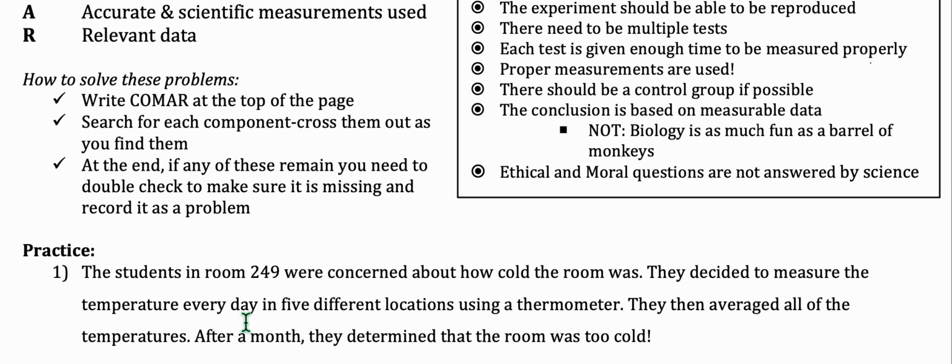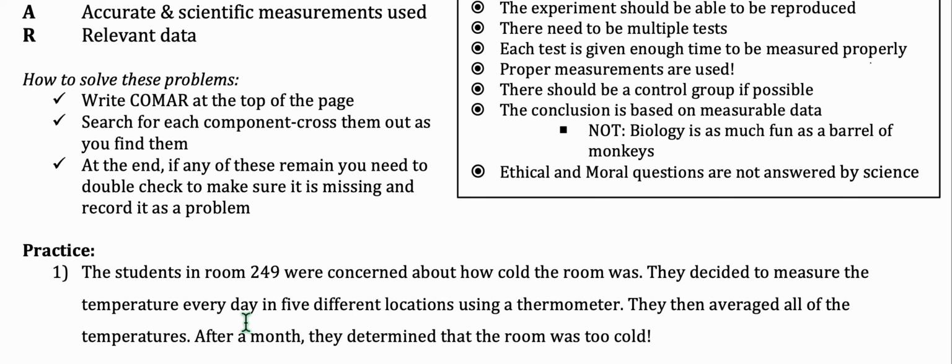They decided to measure the temperature every day in 5 different locations using a thermometer. So it looks like they're using a thermometer, so that's good. And they are measuring the temperature every day, so that's constant. And it's in 5 different locations around the room, so it's not just one cold spot. So it looks good so far. Looks like we've got one independent variable. We got many trials. I think we're good here.